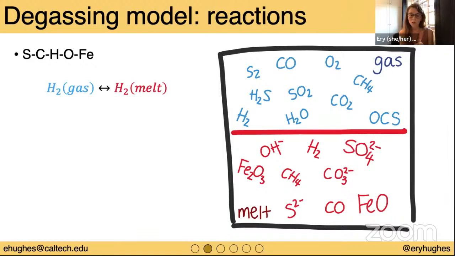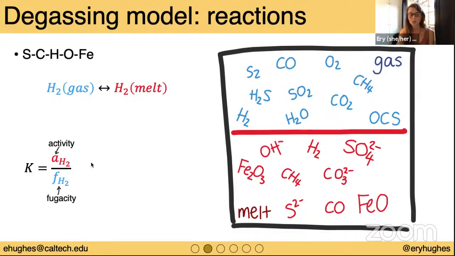And I'm not going to go through all of them, but I'll just give an example of one of them to kind of explain the concept, and then show you how we're modeling sulfur, as that's the thing that's a little bit different. So if we wanted to consider how hydrogen dissolves, we could say that hydrogen in the gas dissolves as molecular hydrogen in the melt. And we can write an equilibrium constant for this reaction, which is denoted here by K, and K is a function of pressure and temperature.